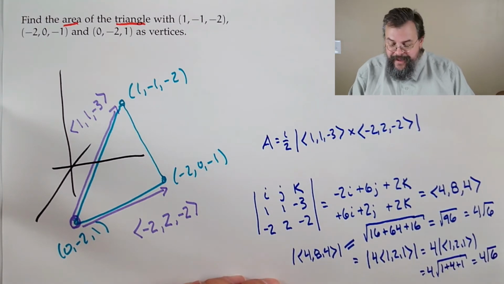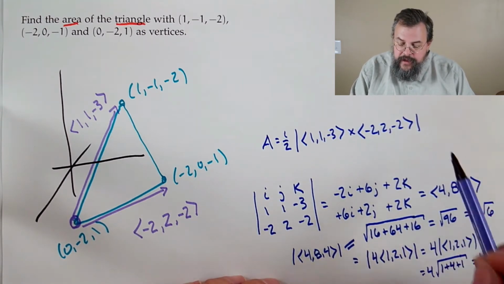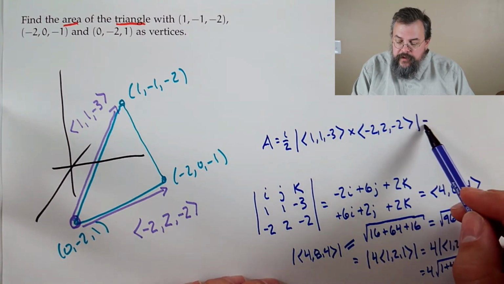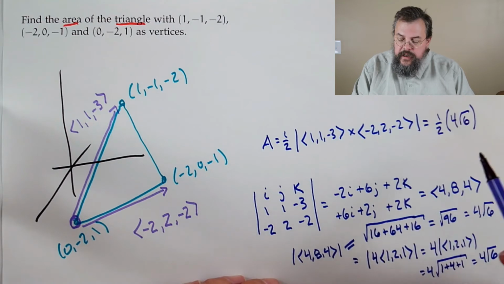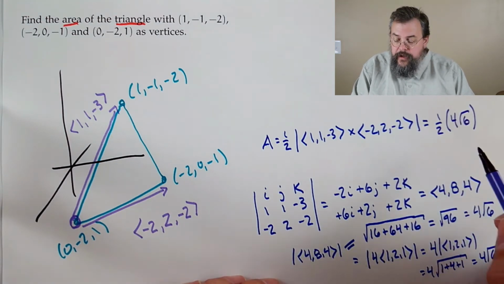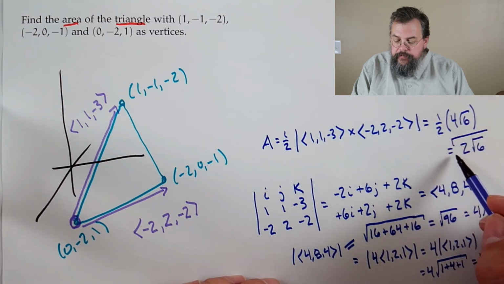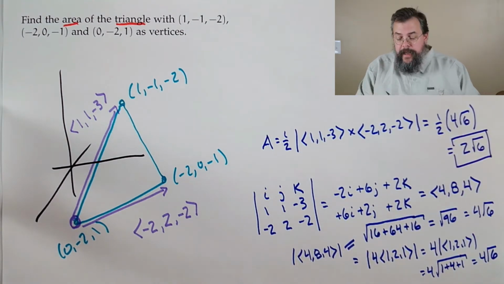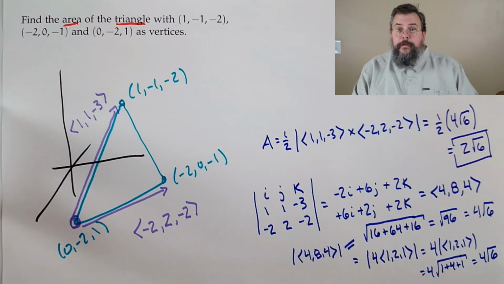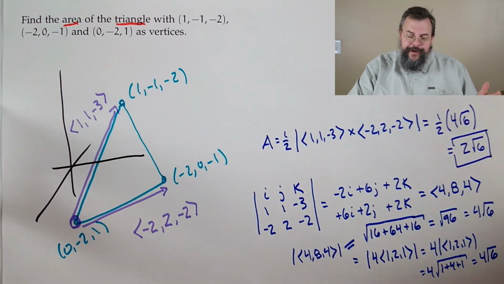Same in either case. So we come back up here. Our answer is 1/2 of 4 root 6. Well, 1/2 goes into 4, so we end up with 2 square root of 6. And we're done.